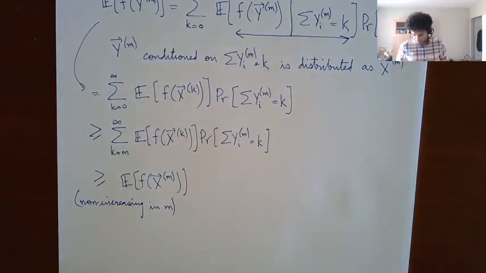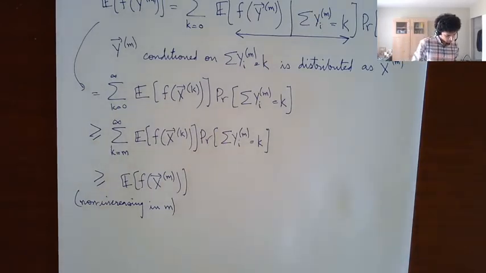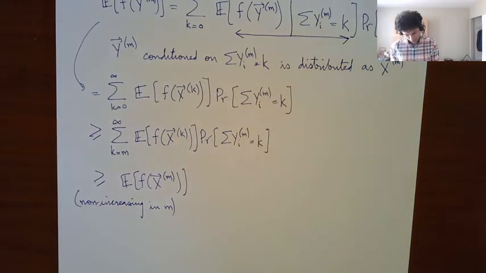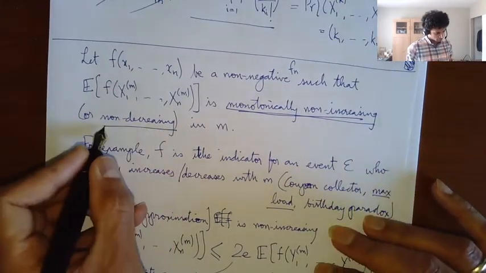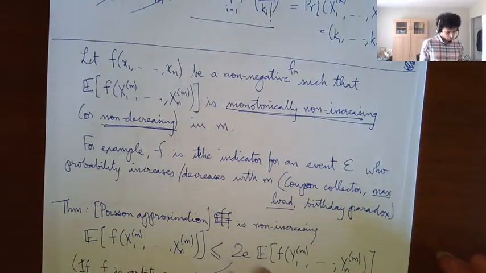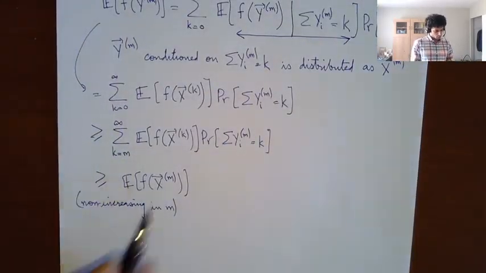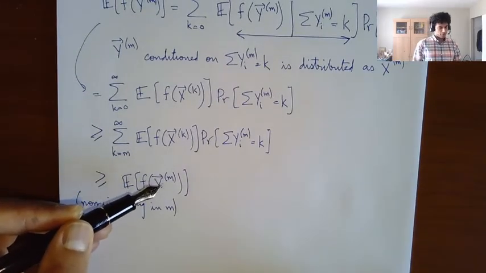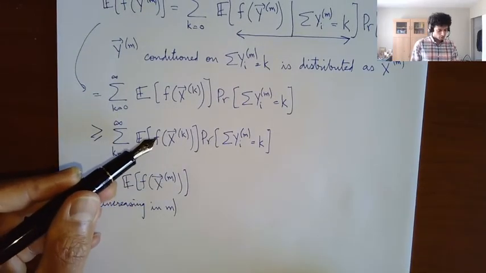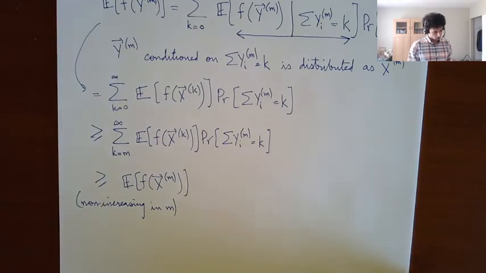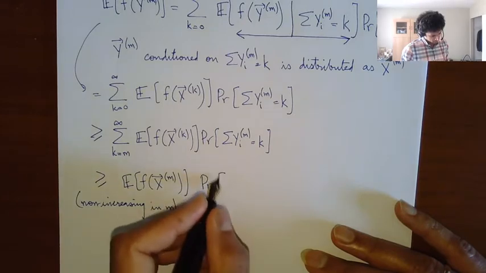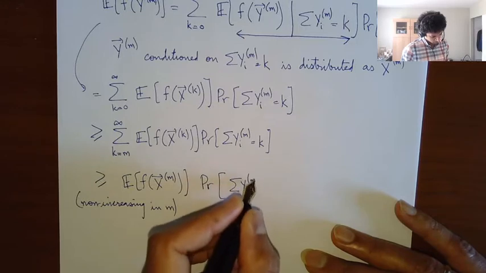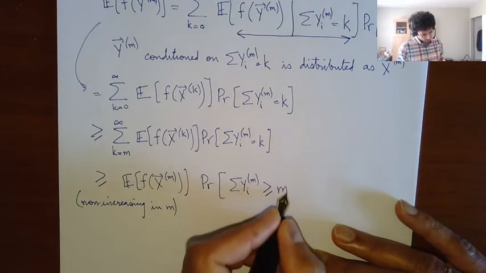Or I should say, am I doing this right? I should probably say non-decreasing. I'm sorry, my apologies. I'm doing the non-decreasing case, not the non-increasing case, right? Because what I'm using here is I'm just saying that f of xm is a lower bound for f of xk, for k larger than m, times the probability that the summation of yi of m is greater than or equal to m.